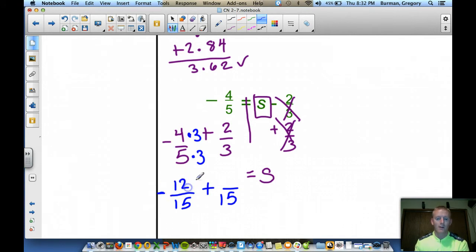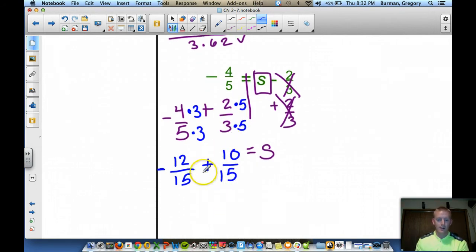So we have a 12 on top. The 2/3 that we added must be multiplied by a 5, both the numerator and the denominator, to make my new numerator a 10. So if I have a negative 12/15 plus 10/15, that's a grand total of 2/15. That's 12 bad guys, 10 good guys.